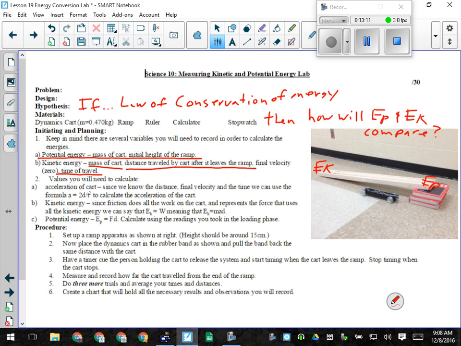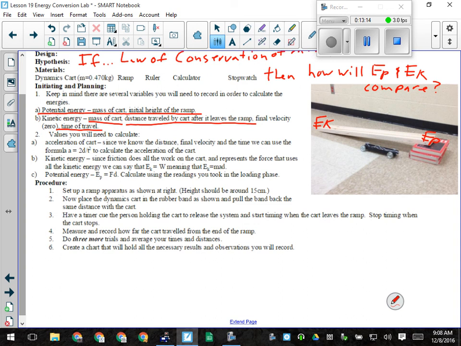Now, things that you're going to need to calculate and how you're going to calculate them. You're going to need to calculate the acceleration of the cart. To do that, you're going to use a formula we haven't used in Science 10. It's a Physics 20 formula, but you just have to plug numbers into it. You don't have to do anything else with it. That formula is a = 2d/t², a equals 2 times the distance over t squared. It's on your lab sheet there. All you have to do is take the distances you measure and the times you measure and plug them into that formula to calculate the acceleration of the cart. Everyone okay with that?